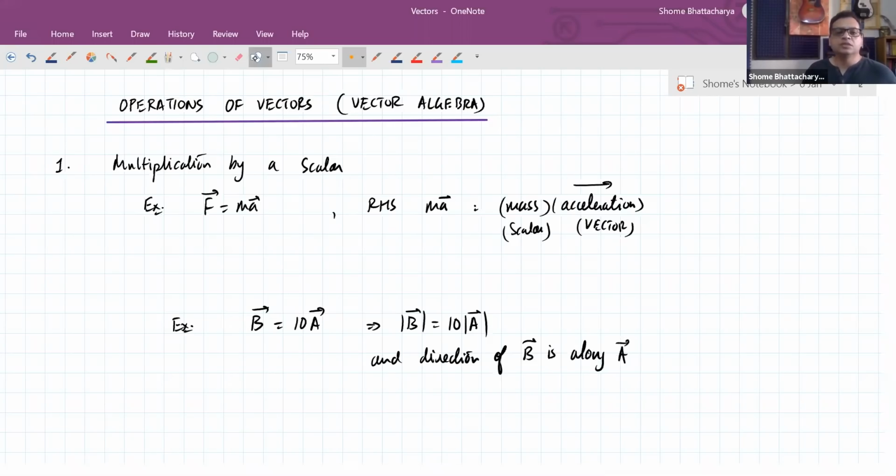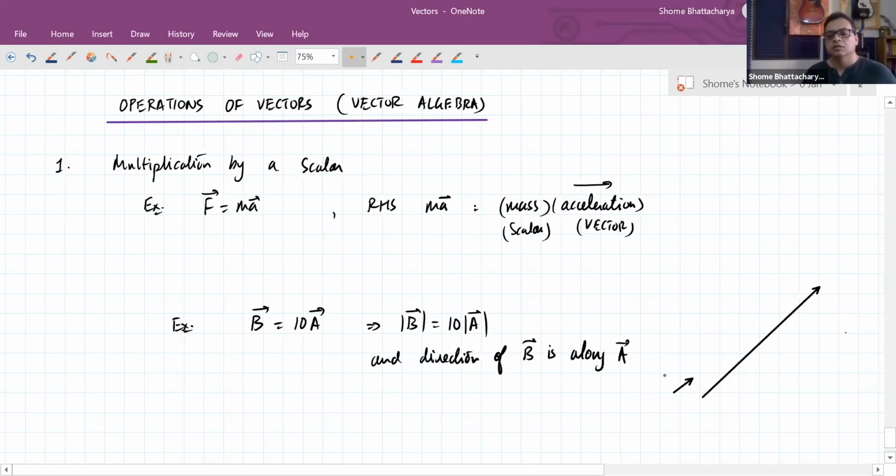So for example, here, if the vector A is like this in this direction, then the vector B will be parallel to it in the same direction but 10 times in size. So this is the vector A. It has a magnitude A. The vector B will have a magnitude of 10A, but it will be at same direction. So this angle will be the same as this because they are parallel. So that is the meaning of multiplying the vector with a positive quantity.